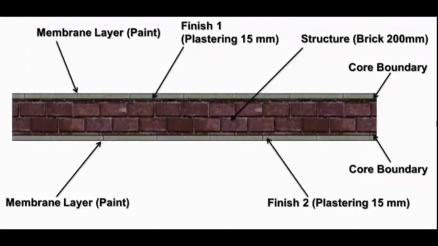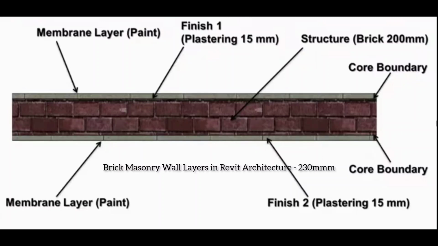Today's tutorial is about how to create wall layers in Revit Architecture for a brick masonry. This is about a 230 brick wall. A brick wall contains two membrane layers, that is paint layers, and plastering layers with 15 core boundaries.